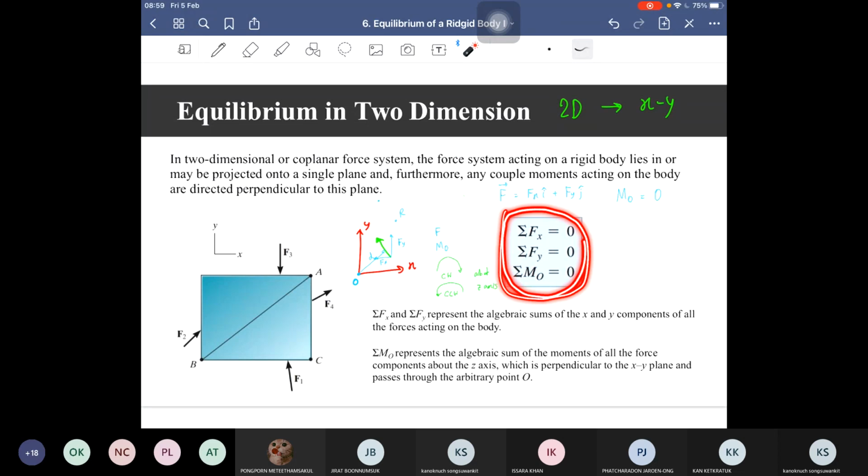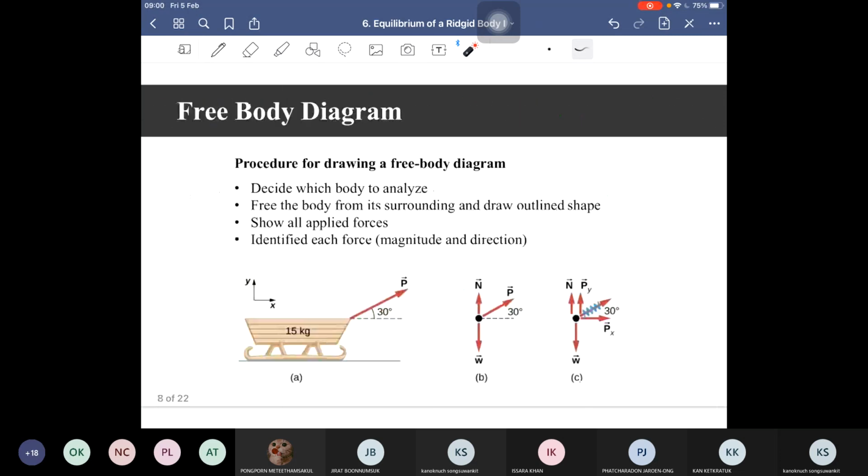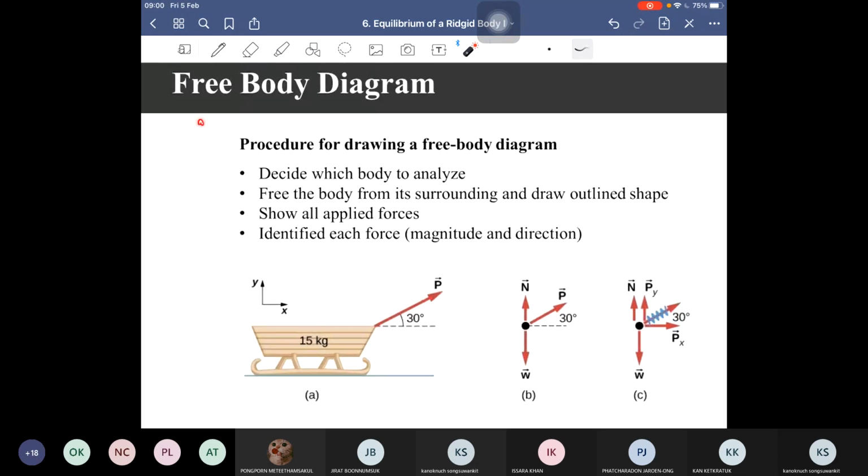Okay, so here are the basics. But sometimes in an equilibrium system, we need to satisfy all these conditions, right? But how can we state all the forces? Or how can we know how much force acts on this body? The best way to analyze the system is to draw the free body diagram. So the procedure for drawing a free body diagram. First, let's decide which body to analyze, and then free that body from its surroundings and draw the outline shape.